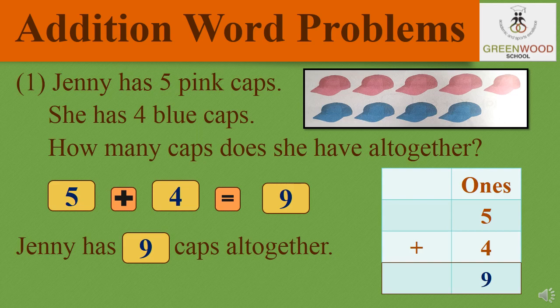What is 5 plus 4? 5 in mind, 4 in fingers. Start counting after 5. 6, 7, 8, 9. So Jenny has 9 caps all together.